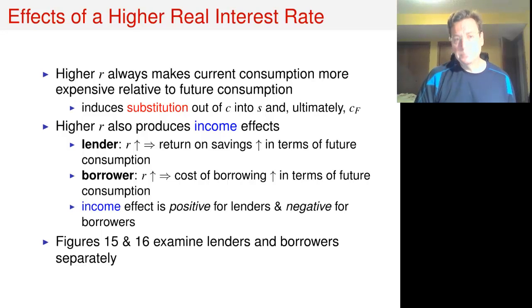If you're a lender, then a higher real interest rate increases the return on your savings and therefore allows you to consume even more in the future. Therefore, it's going to be a positive income effect. Whereas if you're a borrower, then the higher real interest rate makes it more expensive for you to borrow, and that reduces your consumption in the future. Therefore, there's a negative income effect.